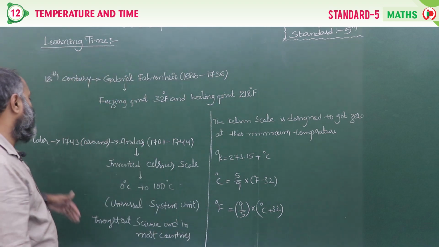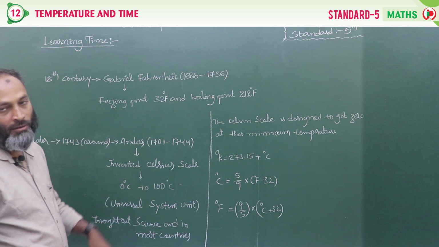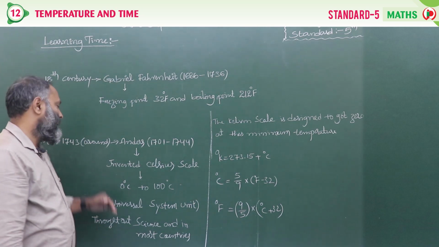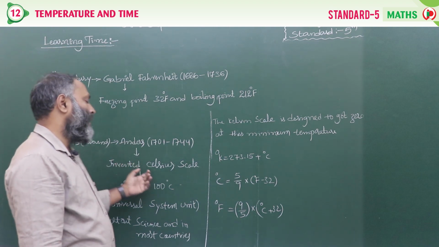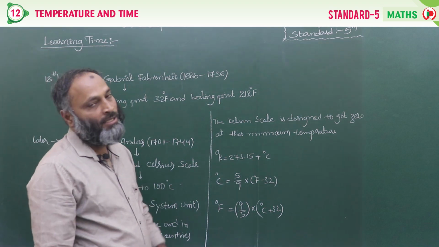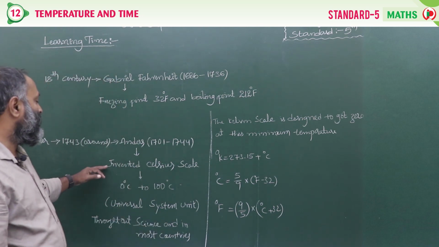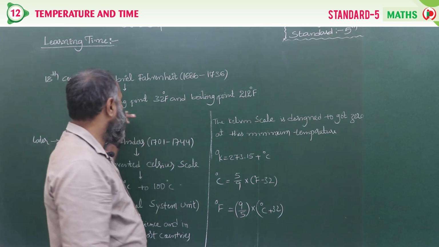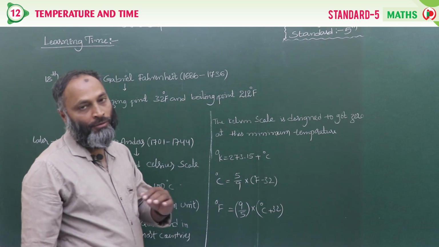Later on, around 1743, Anders Celsius invented the Celsius scale. On the basis of the Celsius scale, 0 degrees Celsius is the freezing point of water and 100 degrees Celsius is the boiling point of water.